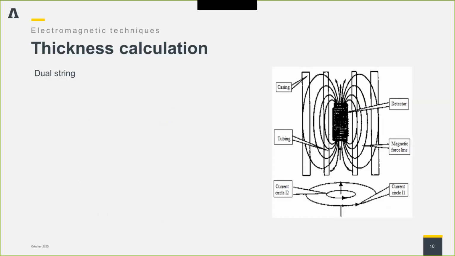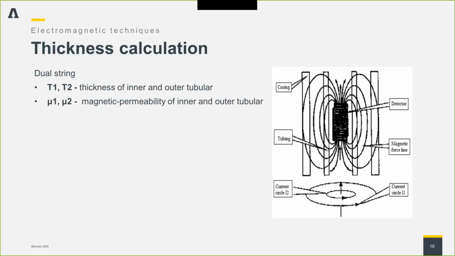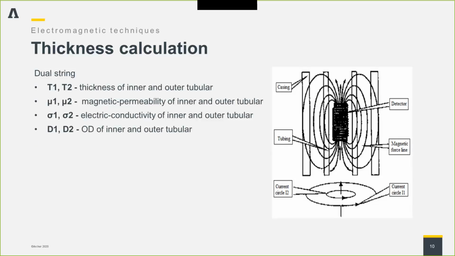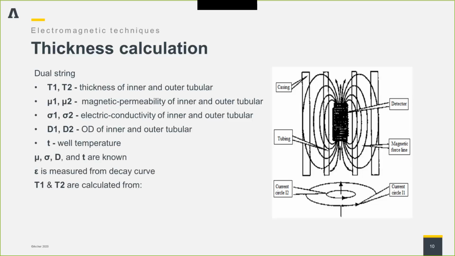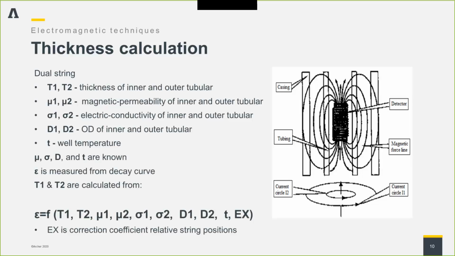It gets a little more complicated when we have more than one string. So in the example for a dual string, we now have 2 thicknesses we want to calculate. We've got 2 magnetic permeabilities, 2 conductivities, and these are very likely to be the same if the casing and the tubing are the same grade and same composition of metal. The 2 diameters of the inner and the outer tubular, we know what the well temperature is. So knowing all of those parameters and measuring the decay curve, again, we can calculate both of the thicknesses.